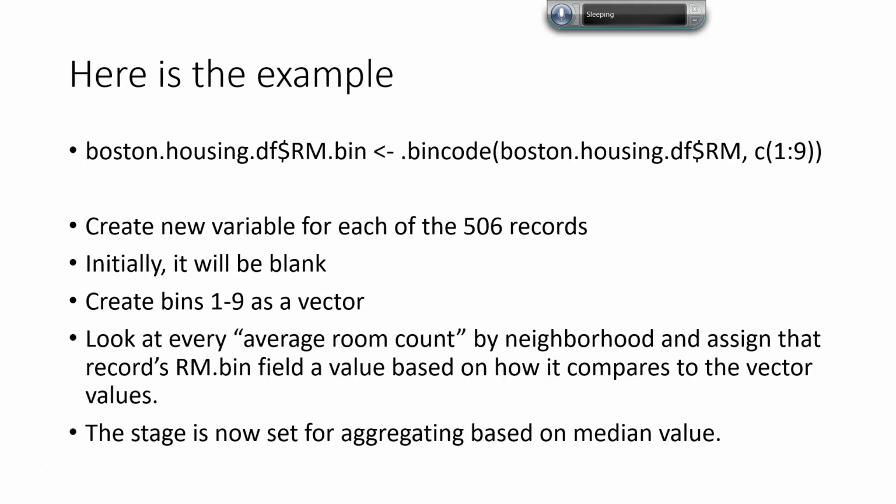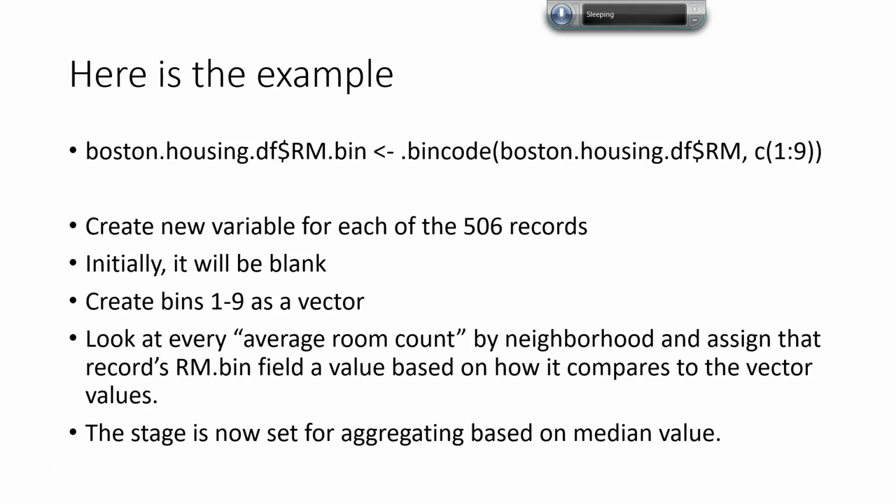So here's the example. We have the Boston housing data. bostonhousing.df is the data frame that we created, and we're isolating out the RM variable and calling it something different: rm.bin. So it's actually creating a new variable for us, putting it into our data set. We're going to populate that variable for all 506 records with the bincode value for the Boston housing variable room, or average number of rooms, and we're going to feed it a vector of 1 to 9.